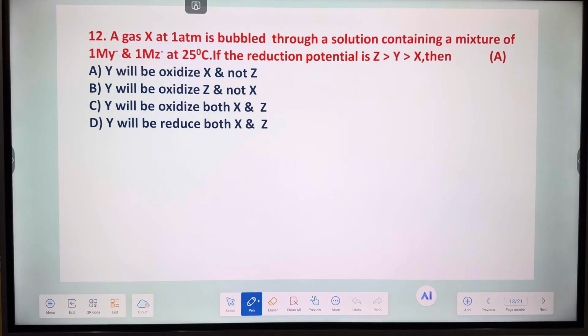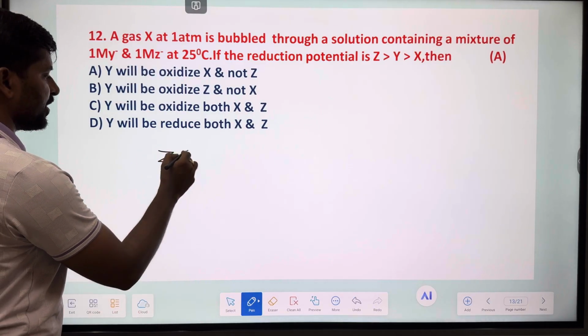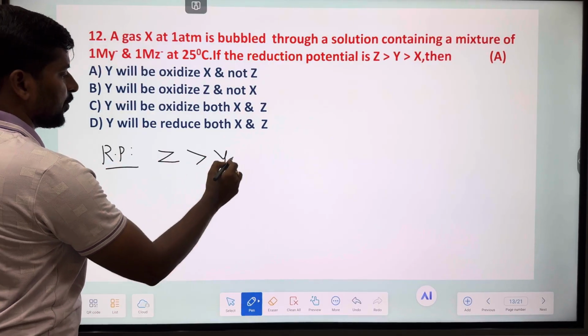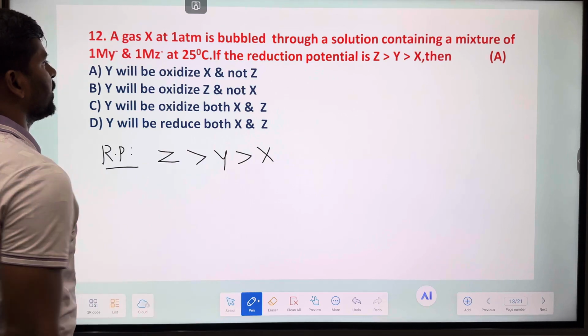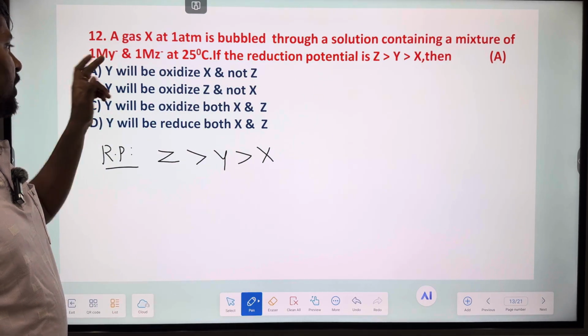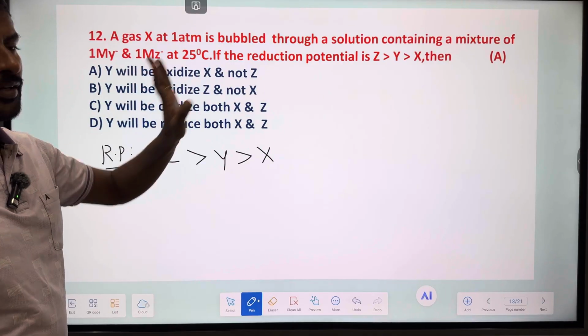A gas X at 1 atmosphere is bubbled through a solution containing a mixture of Y and Z at 25 degrees centigrade. If the reduction potentials are such that Z is greater than Y is greater than X, then what happens? Y will oxidize X but not Z, it is given.